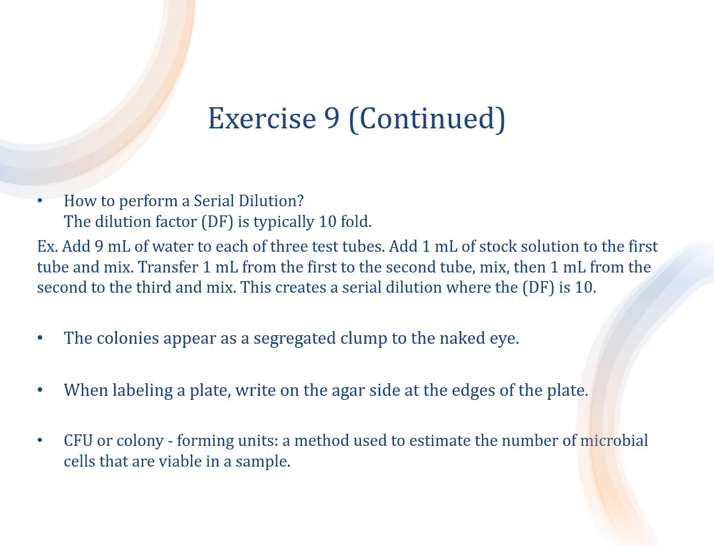The definition of a colony: a segregated clump. When you're looking at your plate, whatever forms and it's round usually. The segregated formations are the colonies. When you're labeling your agar plate, you're going to label on the edges to avoid covering up the colonies that will form, and then you write on the agar side because when we incubate them, we flip them over, and you want to be able to see your label, right?